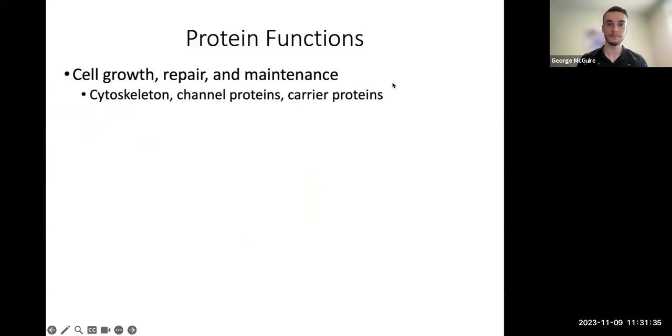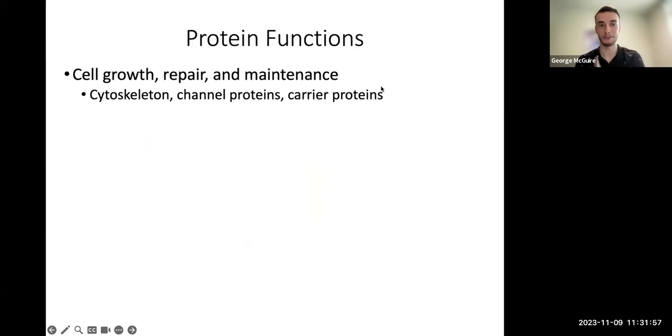Okay. So like I mentioned in the last section, proteins are arguably the most important macromolecule in our cells because they essentially take care of all of the functions. They control everything that's going on based on the instructions from our DNA. So these functions can be broken down into all these categories that we'll talk about here.